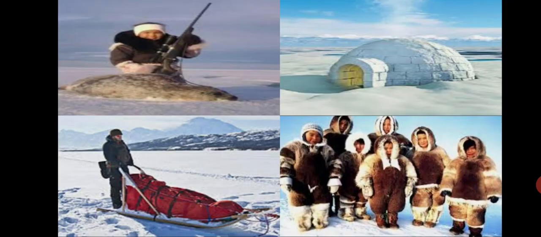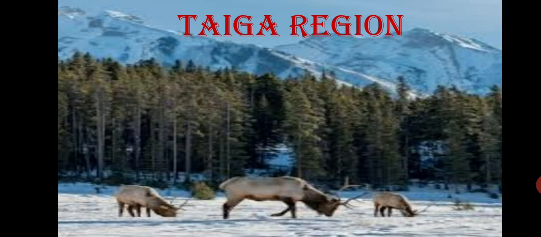Human life. Hunting and fisheries is carried on largely here. Hide tents, igloo houses are the shelters here. Sledges are used for different purposes. The people are called Eskimos. The life is quite tough and the population is highly sparse. Means there is less population due to the adverse climatic conditions.